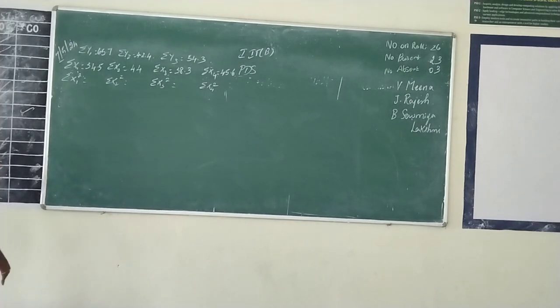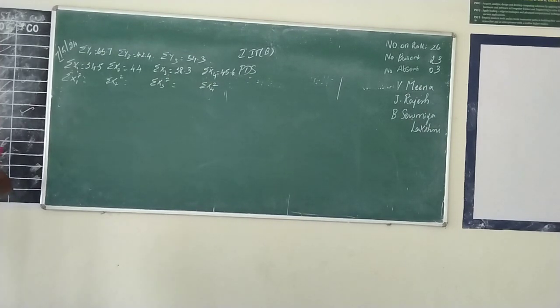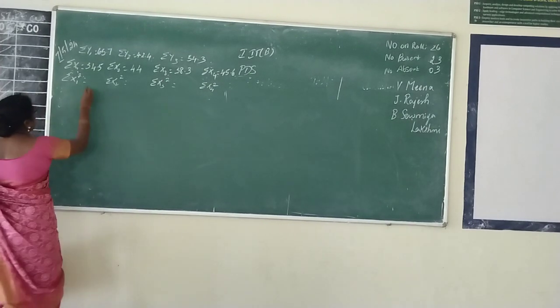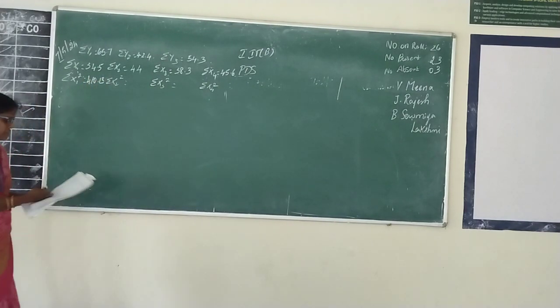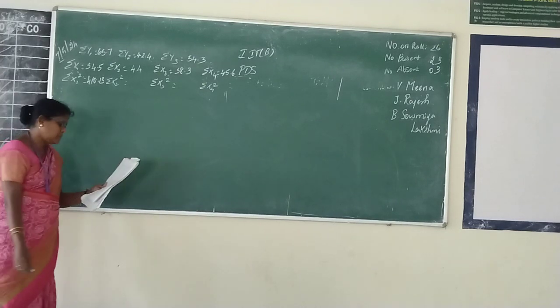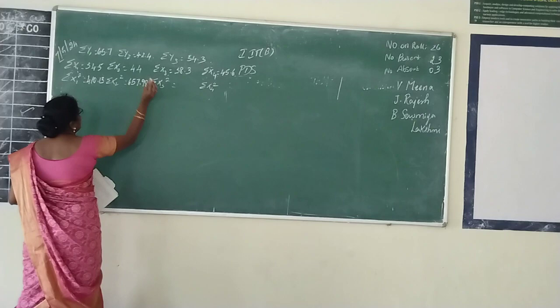Summation of x1 square is 41.0. Yes? Then x2 square. How much more? 6.7. Then x3 square.